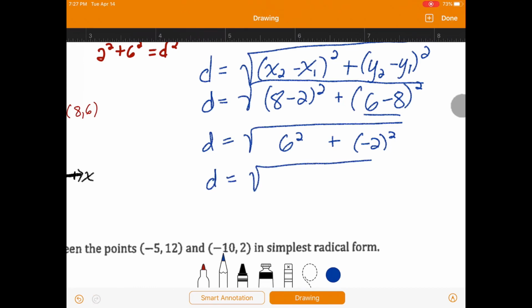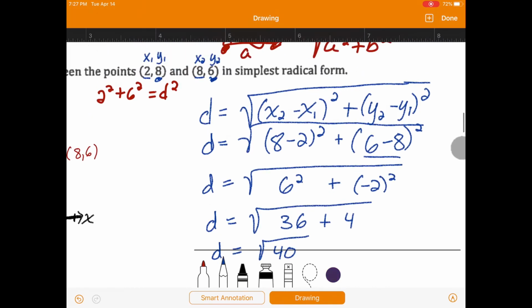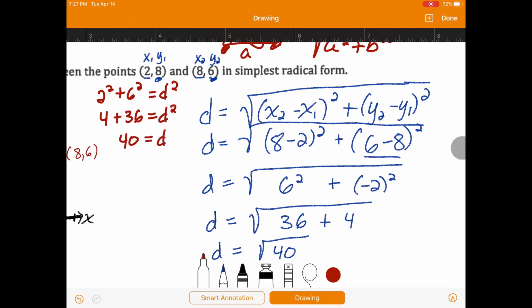So the distance is going to be equal to the square root of 6 squared, which is 36, plus negative 2 squared, which is going to be 4. If you put that in your calculator, make sure you keep the parentheses so that the negative is squared also. So the distance is going to be the square root of 40. Now, if you did the same thing over here with this, you'll get the same answer. You're going to get 4 plus 36. So that's 40. Square root both sides. You've got the square root of 40.